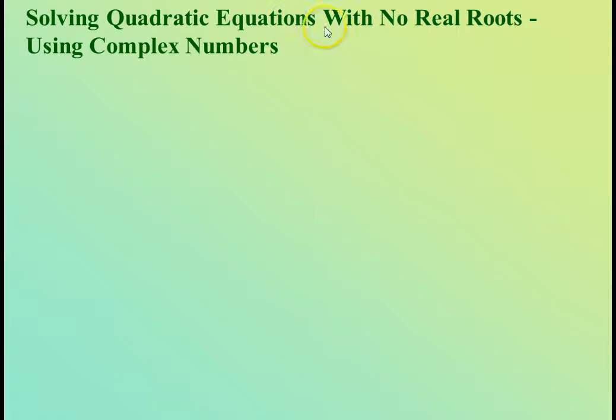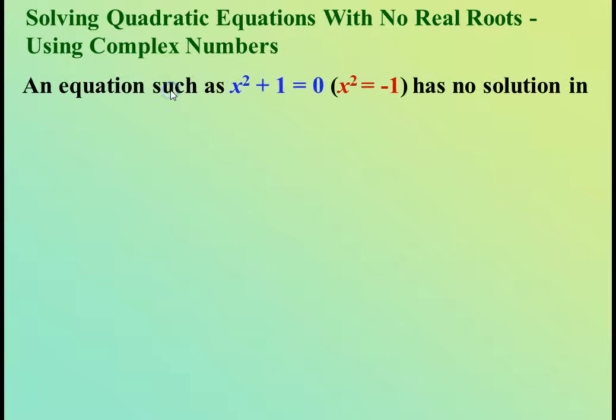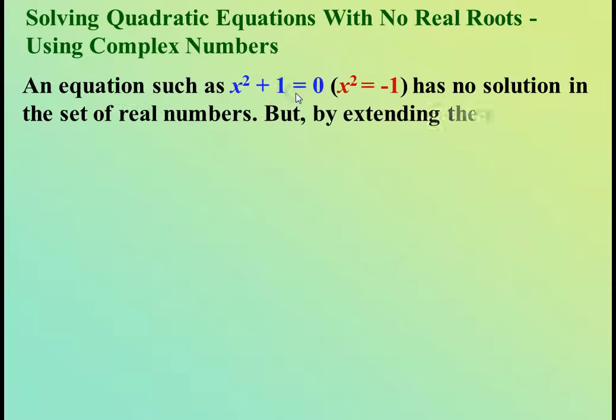All right. Let's look at solving quadratic equations with no real roots using complex numbers. So let's say we've got this equation, x squared plus 1 equals 0, or x squared equals negative 1. This has no solution in the set of real numbers. There's no value of x that if I square it will ever equal negative 1. Not in the real number system.